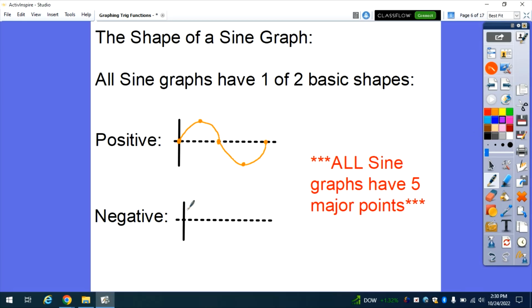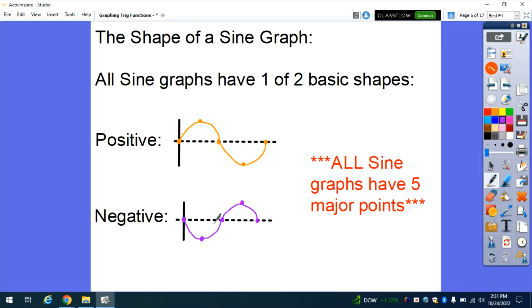Negative sine functions start the same, at the equilibrium line, but since it's negative, it goes down to the minimum first, then back up to the line, back up to the max, and back down to the line. So it has this little look. Okay, you notice they look pretty much the same. It's just that positive goes up first and then down, negative goes down first and then up.